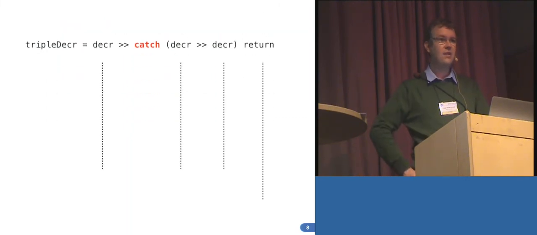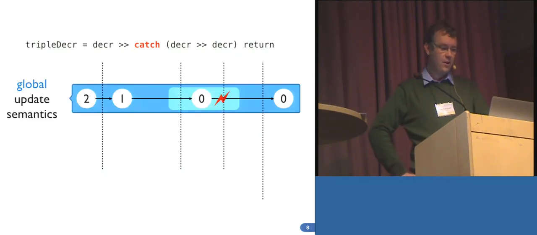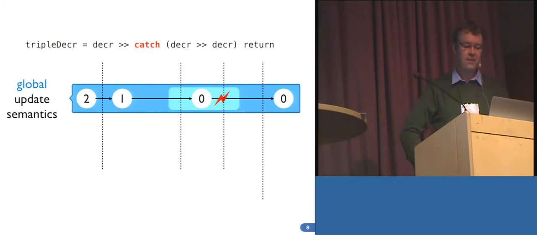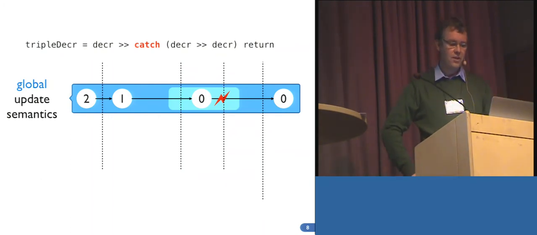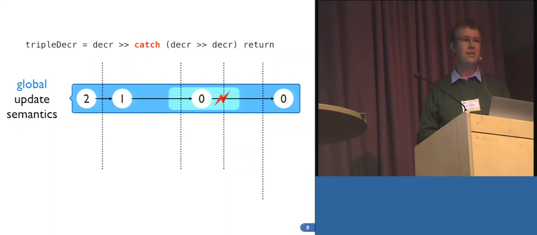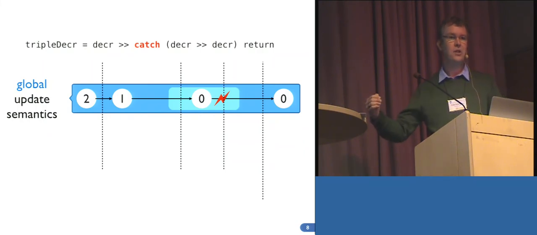Now, if you're looking at the interaction between exceptions and state here, there are actually 2 possible interactions for this program. One which I call the global update semantics, which works as follows. Suppose we start with a state value of 2. After the first decrement, we get 1. And then we enter the local scope of the catch, where the decrement will turn the state into 0.